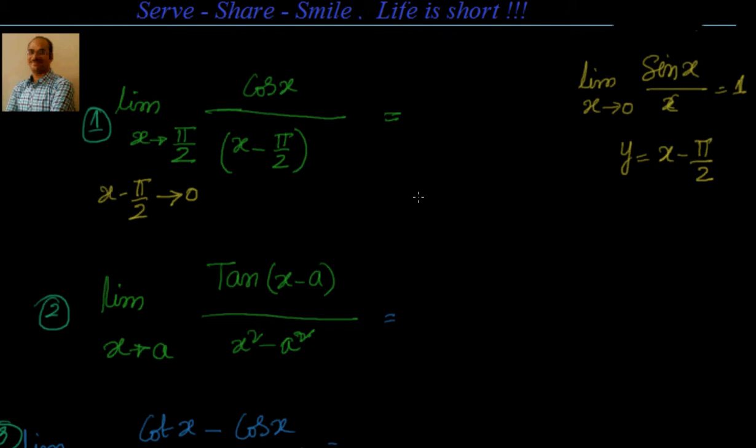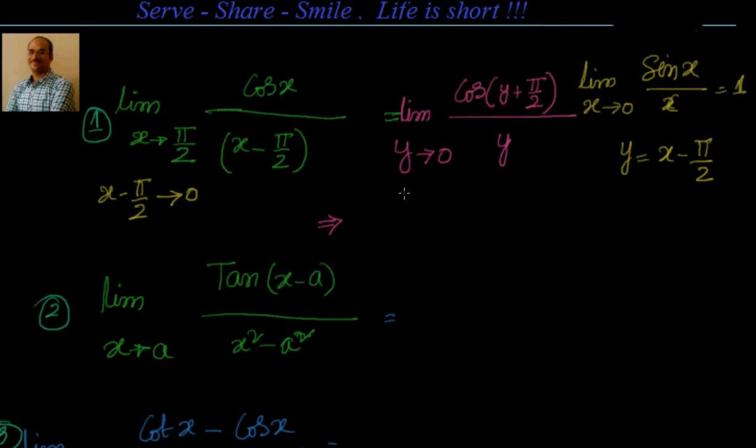Then what happens? Then this limit will become limit of y tends to 0, because as x tends to pi by 2, x minus pi by 2 tends to 0, but x minus pi by 2 is nothing but equal to y. Limit y tends to 0, I will have cos of x, which is y plus pi by 2, or pi by 2 plus y, divided by x minus pi by 2, that is nothing but equal to y.